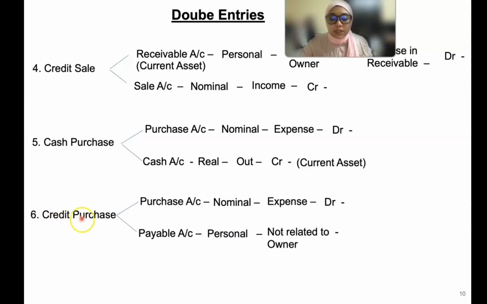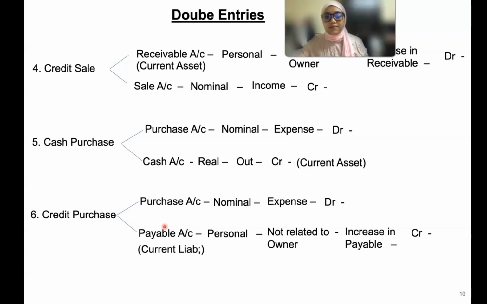Because of credit purchase, does our payable increase or decrease? Before, we don't have any payable, we have zero payable. Because we are buying something on credit, it will increase our payable account. So it is an increase in payable. That's why we will record in credit. Okay.